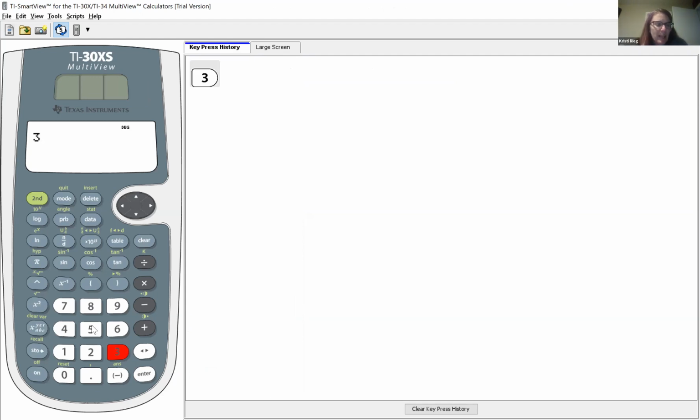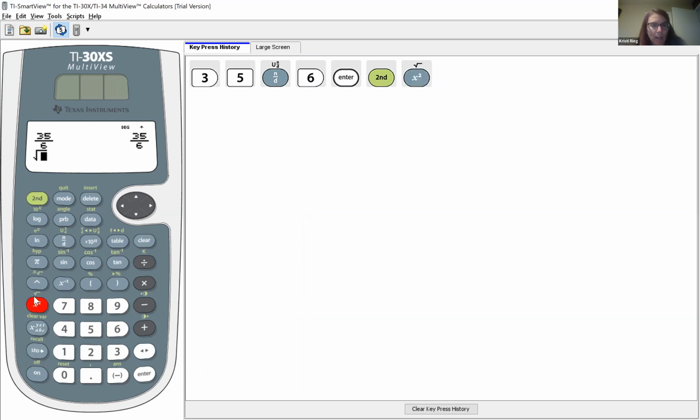So we had 35 over 6. Say you just had your answer, either a fraction or decimal, whichever one you had, in your calculator. You want to do the square root of that. A real quick, easy way to do that: the square root is right above the x squared, but it's green. So I'm going to hit second, and then the x squared, which accesses a square root. You can see the square root on my screen.